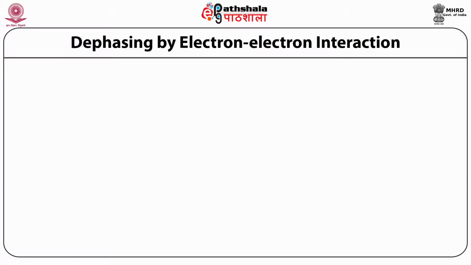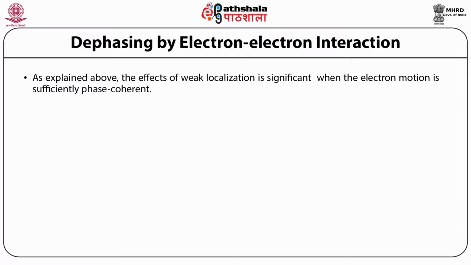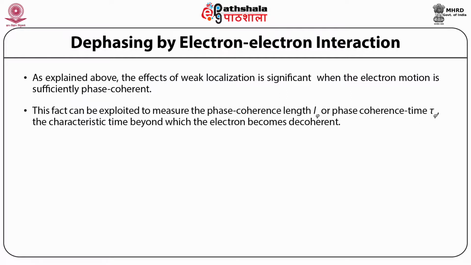So students, let us now discuss the dephasing by electron-electron interaction. As explained above, the effects of weak localization are significant when the electron motion is sufficiently phase coherent. This fact can be exploited to measure the phase coherence length L phi or phase coherence time tau phi, the characteristic time beyond which the electron becomes decoherent. So L phi and tau phi are simply related to each other.